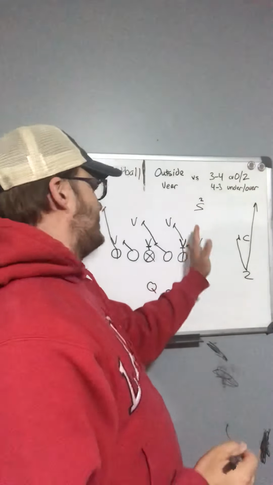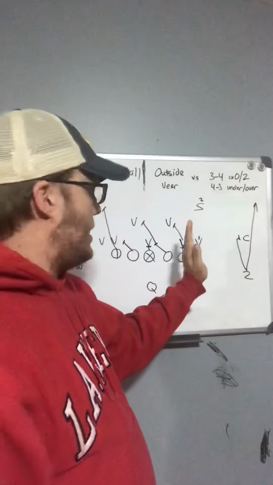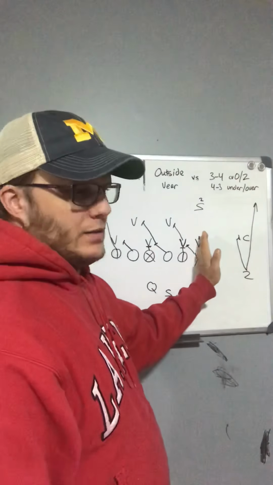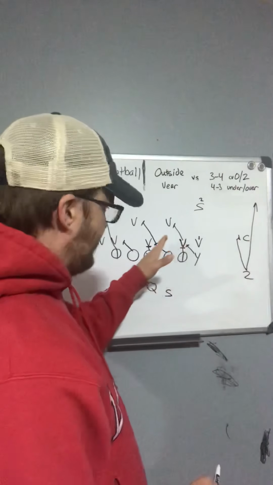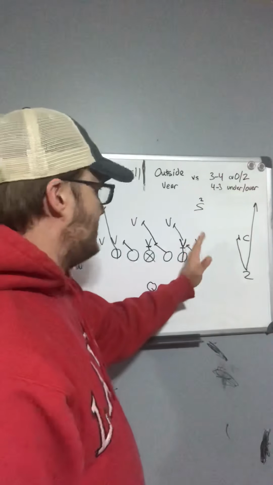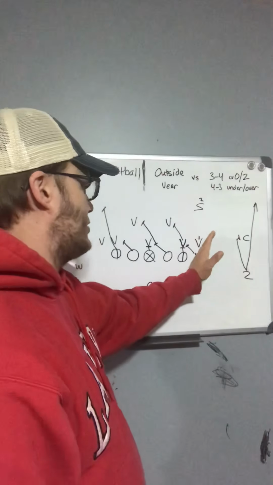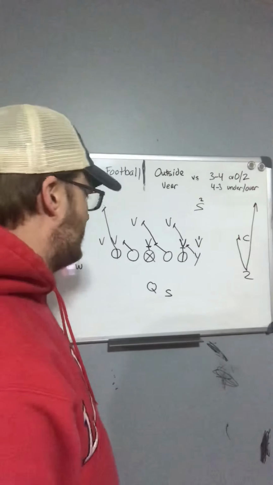On outside veer, we're always leaving the last guy on the end of the line of scrimmage. So they could have 4 guys over here. We're always leaving the last guy on the line of scrimmage for outside veer.